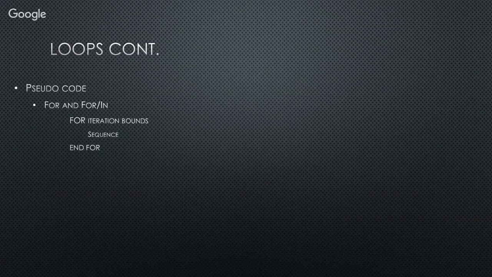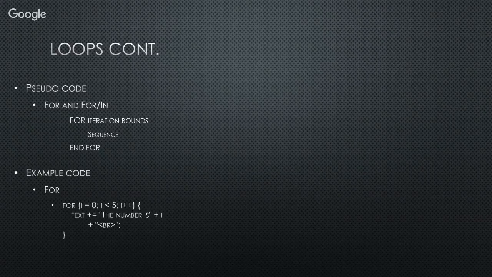You've got some pseudocode for a for and a for in loop. It's going to follow the same thing here: you have the for and then whatever boundary sets your loop, then the sequence, which is the code that's going to run, and then the end for. In JavaScript, it's going to look something like this. A very common one is where you have for, and then you use a variable i, and you say i equals 0 or whatever, and then the middle one, where it says i is less than 5, is the condition that keeps it going.